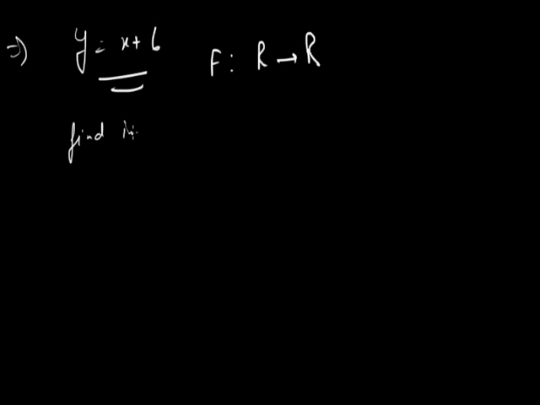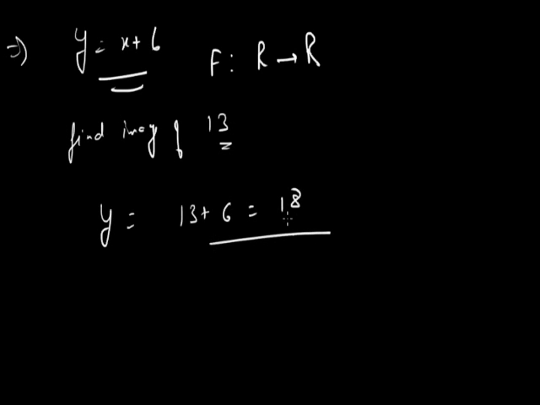Y equal to x plus 6. The function is defined from real to real. First thing is real to real. For any value x, y is defined. Yes, it's defined, and therefore it's a function. Find the image of 13. It means y equal to 13 plus 6, which is 19. So we have to put the value of x here, and the x here is 13, and the image comes to 19.